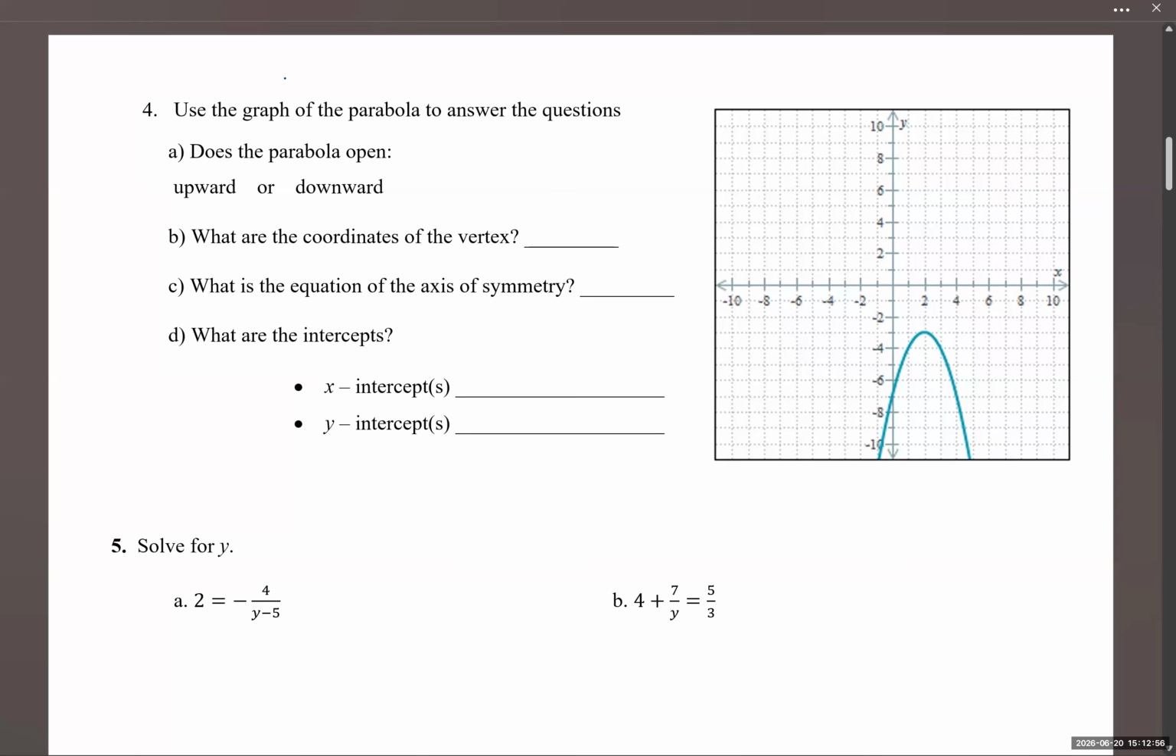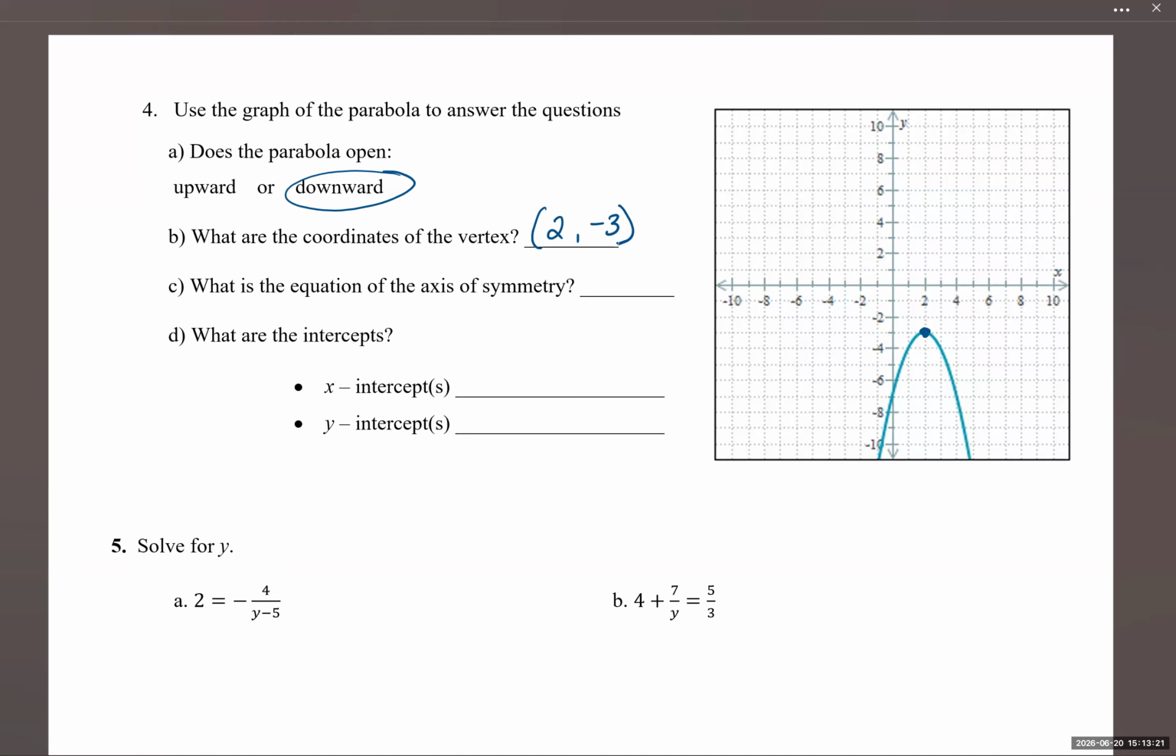Number 4, we're going to be using the graph of a parabola to answer some questions. Does the parabola open up or down? This one is opening down, so that ends up pointing down. What are the coordinates of the vertex? The vertex is either the max or the min of the parabola. So for us, it's a maximum, and it is at 2, negative 3.